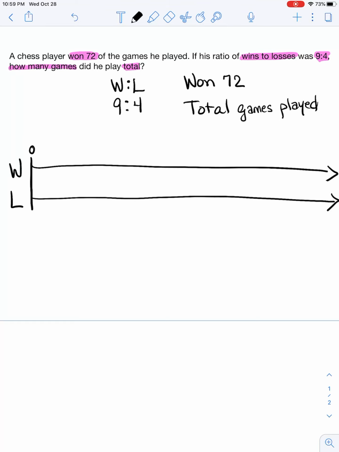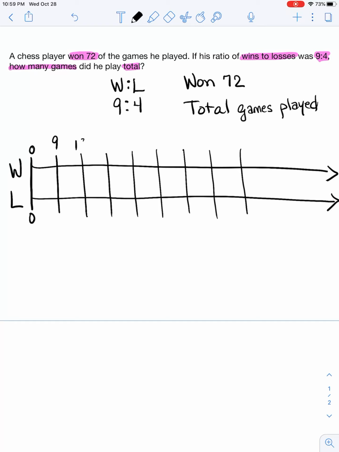Let's line up our zeros. That's very important that we line up our zeros. And now, I know I'm going to count by nines for the wins. So I have to get up to 72. That way I don't have to make any extra lines and I won't run out of space. So I'm going to count to myself: 9, 18, 27, 36, 45, 54, 63, 72. And now I'm going to label 9, 18, 27, 36, 45, 54, 63, and again I can stop at 72 because that's in the problem, how many he won.